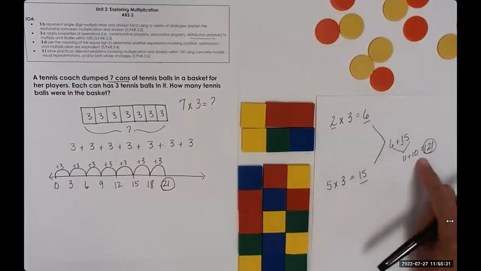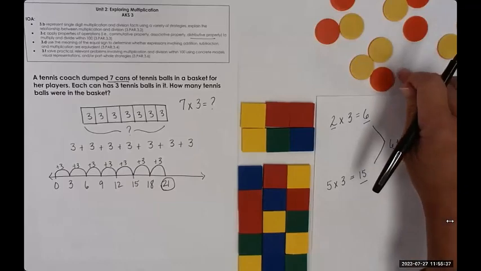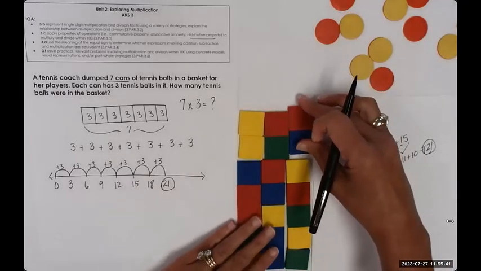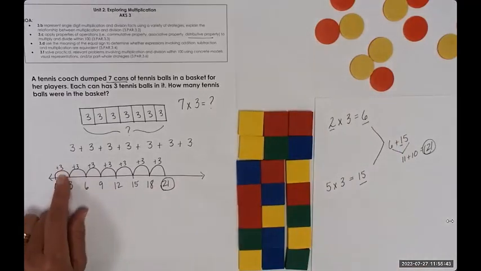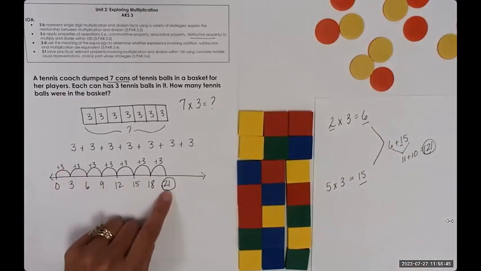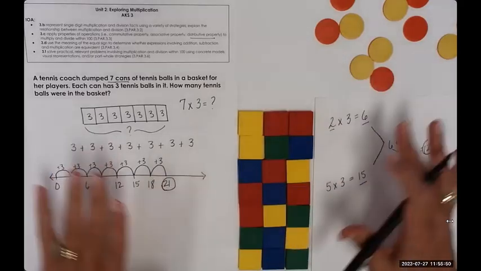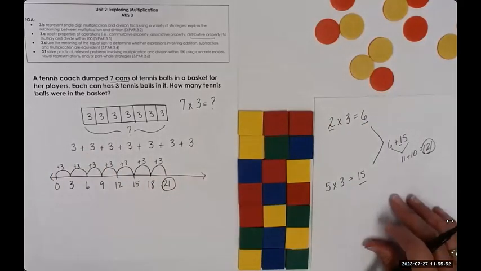We put it back together to find a total of 21. Well, we found 21 tennis balls were in the basket with our equal groups. We found it with our original array. And we also found there were 21 baskets using our number line. Okay. That is a lot of learning going on right here.